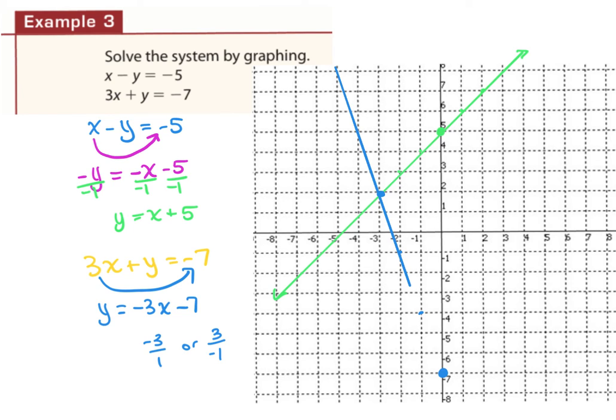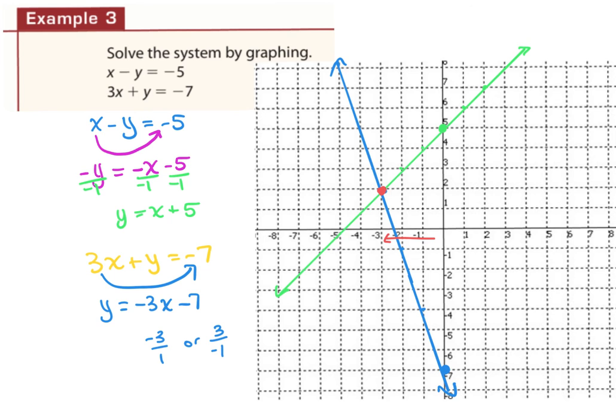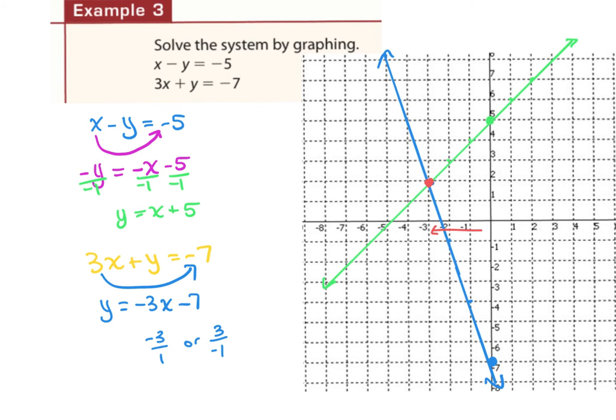And so you want to connect those. You want to see where they cross. And then, of course, if you want to check your answer, you can plug it in. So first, what is my answer? Well, my answer is my x value. That's -3. So I have an x value of -3 and a y value of +2, all right?